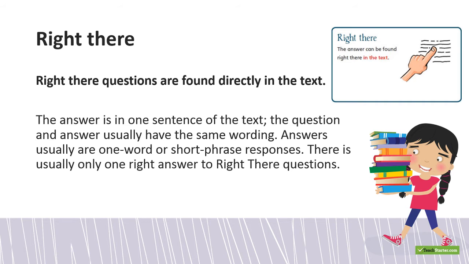So when you are reading with your child, you might ask them a question and say, this is a right there question. What is a right there question, you might ask? A right there question is found directly in the text. The answer is in one sentence of the text. The question and answer usually have the same wording, and answers usually are one word or short phrases. There is usually only one right answer to right there questions.